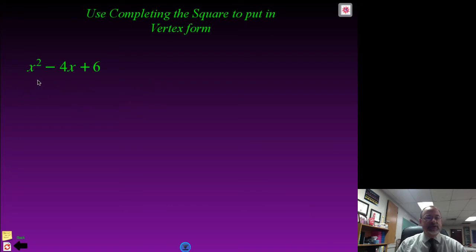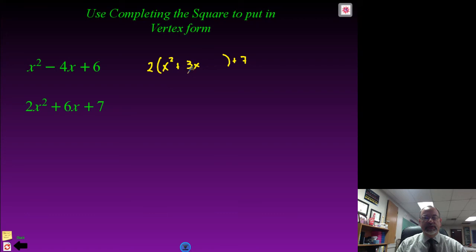All right, let me do another one for you. Now here there is a 2 in front, so that cannot be there before I complete the square, so I need to factor it out. So I'm going to divide both this term and the bx term by 2, and I'm going to kick the constant outside.